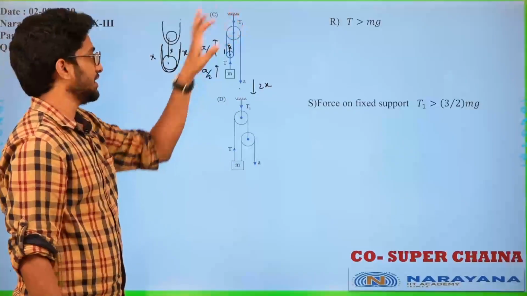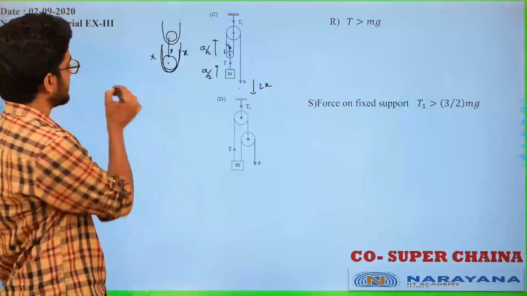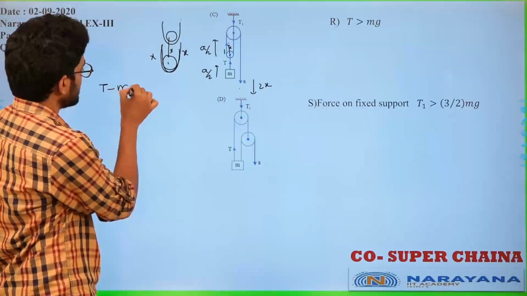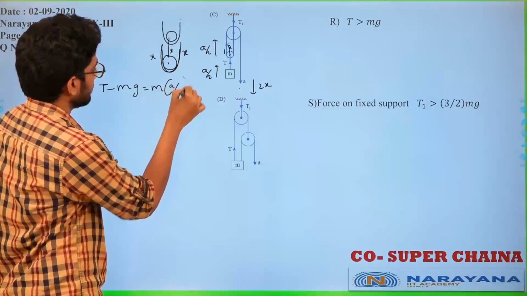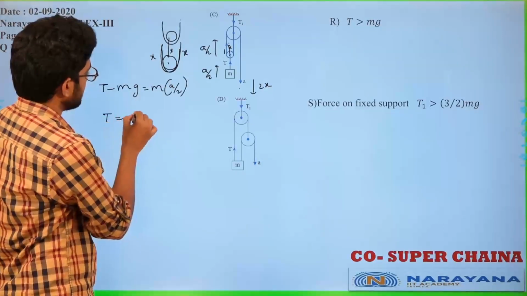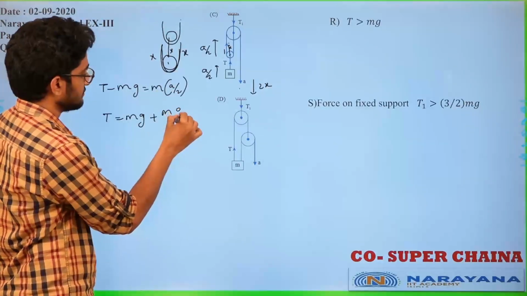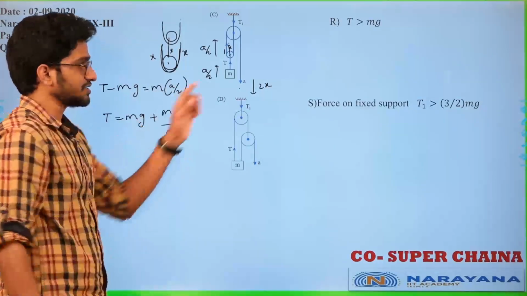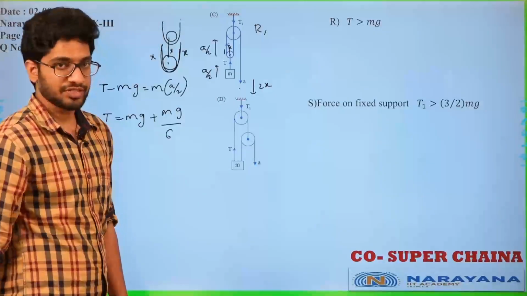T and T dash are required. So first let's find T. Again I write a force equation for this. So T minus mg is m into a by 2. So the tension is mg plus ma by 2, and m into a is mg by 3, so that is mg by 6. So again the tension is greater than mg. So for this also option R is applicable, tension more than mg.